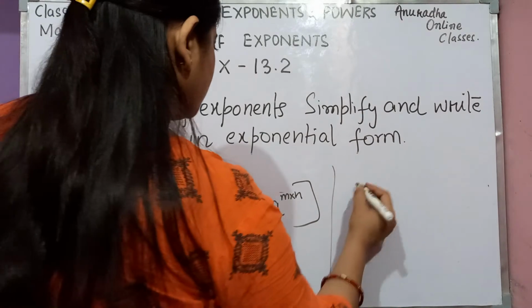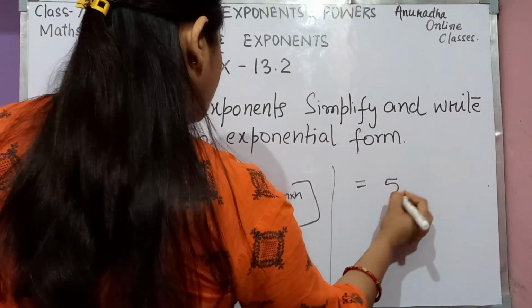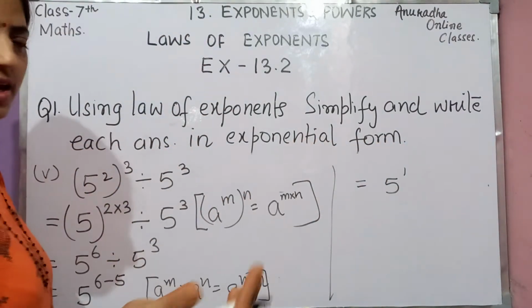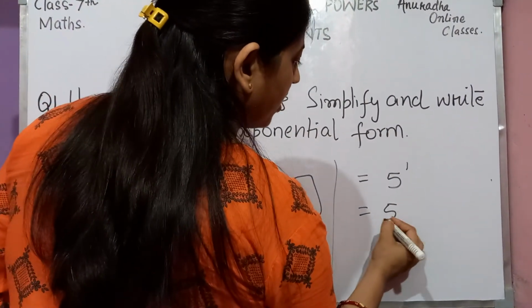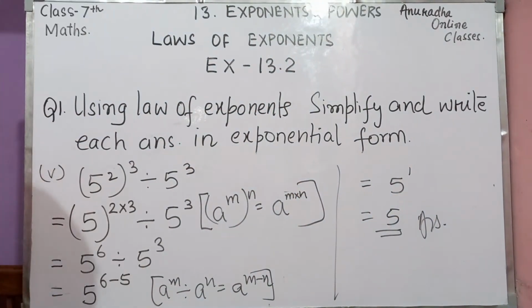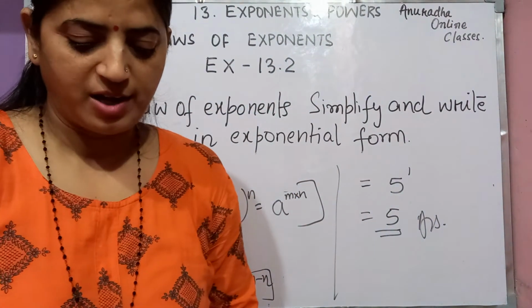So what is our answer children? See, it is 5 raised to the power 6 minus 5, which is 1. No need to write 1. If you are only writing 5, that is also the correct answer. Right children? So in this way you have to do. Let's come to its sixth part.